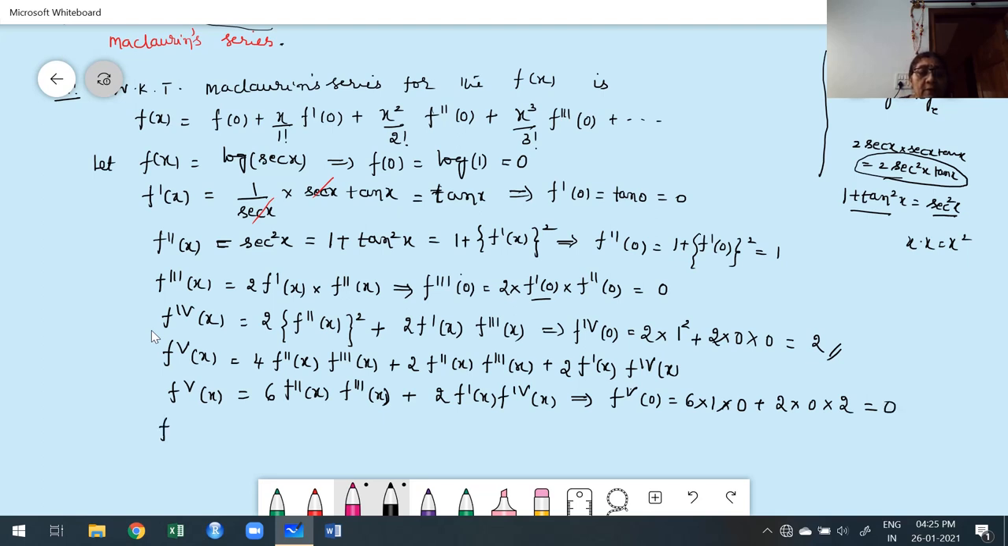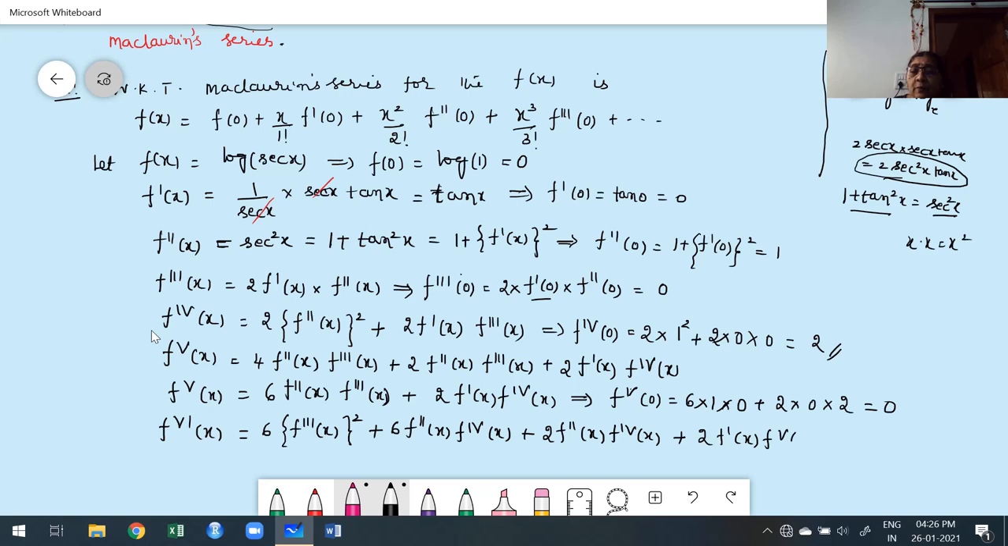Next, I want to find the sixth derivative. That means again I have to differentiate on both sides. 2 into, again you go for the product rule. What is the derivative of f''? f'''. But the second function is also f''', we get a square. Plus 6 into the first function into the derivative of the second function, which is the fourth derivative of x. Now, plus 2 into, observe carefully, again go for the product rule. The derivative of f' is f''(x) into the second function, plus 2 into f'(x) into the next derivative of the fourth, which is the fifth derivative.